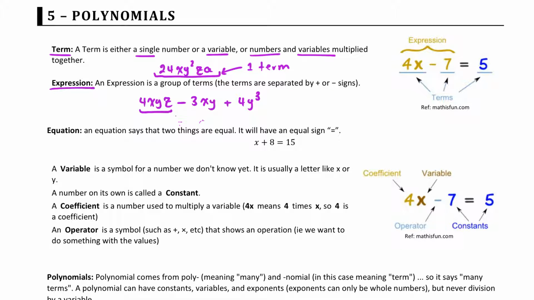Then it's separated by a negative sign here, and then you have your second term, and then that's separated by a plus sign from your third term over here.